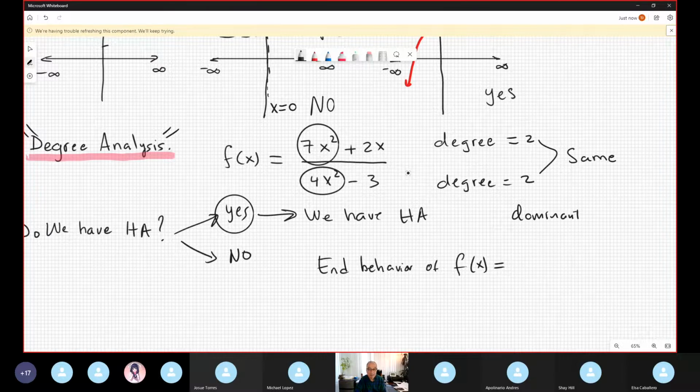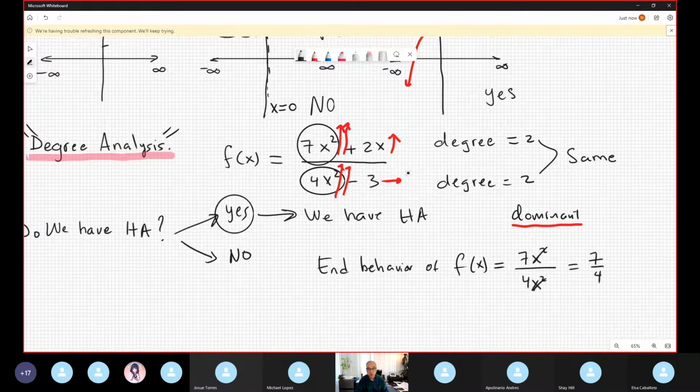Everything is increasing, but this is increasing faster than this. This is increasing faster also, but this one stays constant, it's 3. So you neglect it, and you only take the dominant, which is the higher degree: 7x squared divided by 4x squared. The x squared cancels, and the answer is 7 over 4.